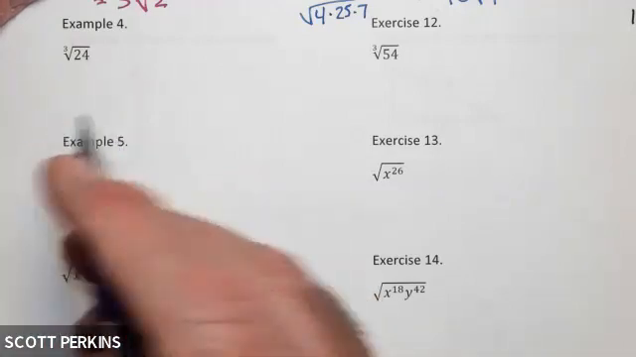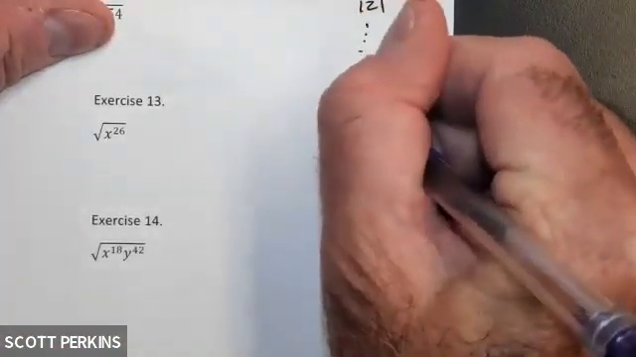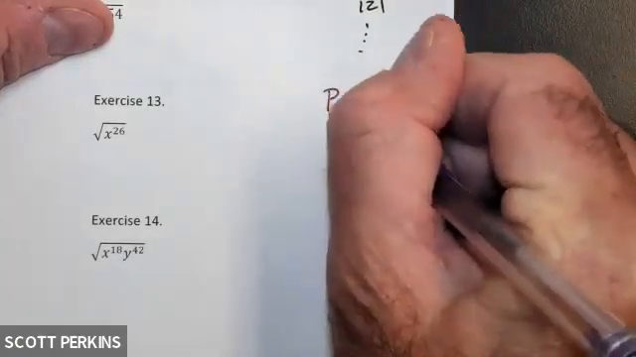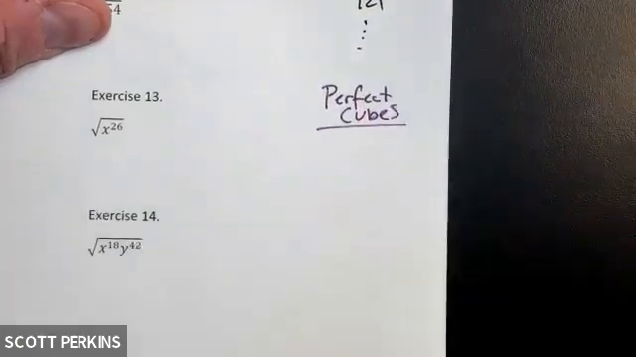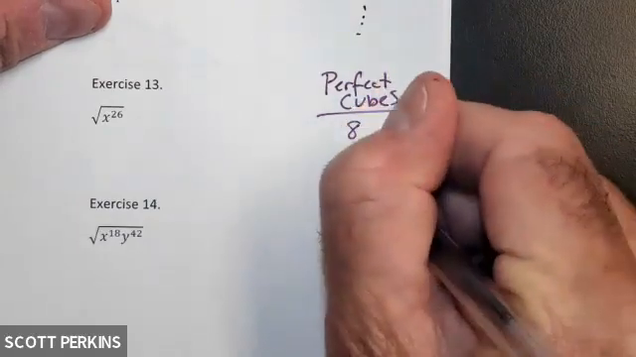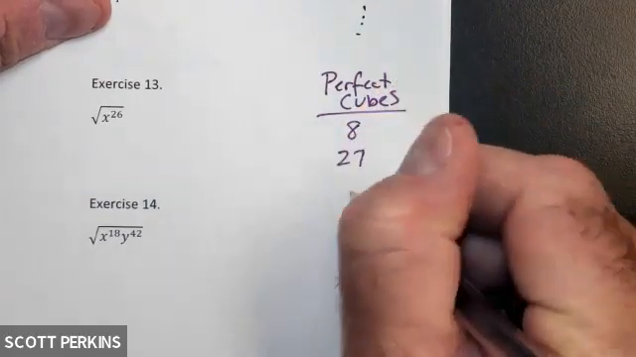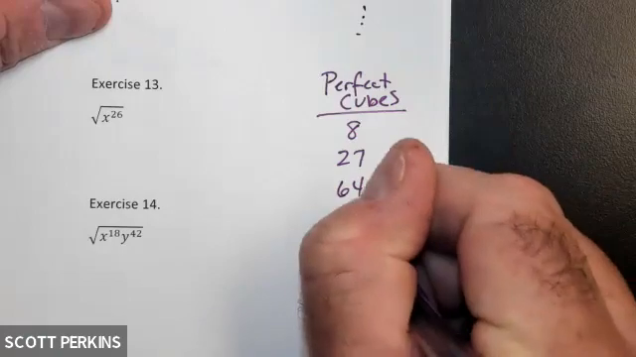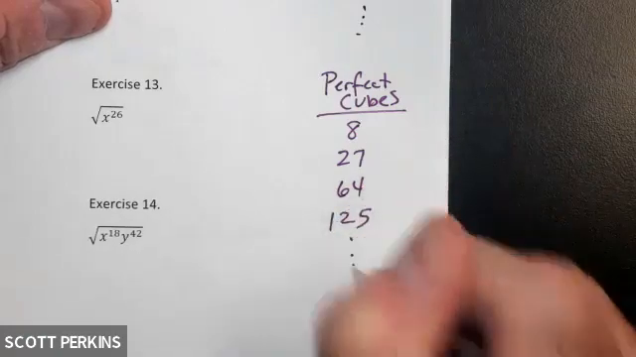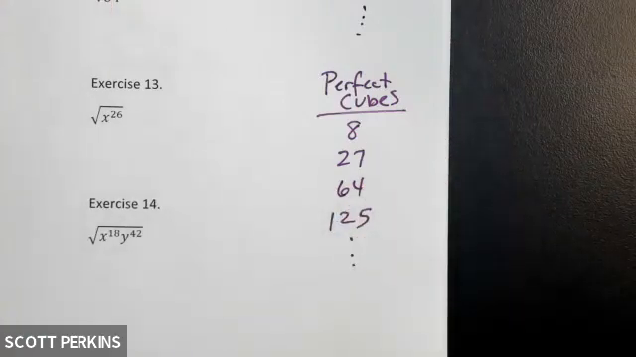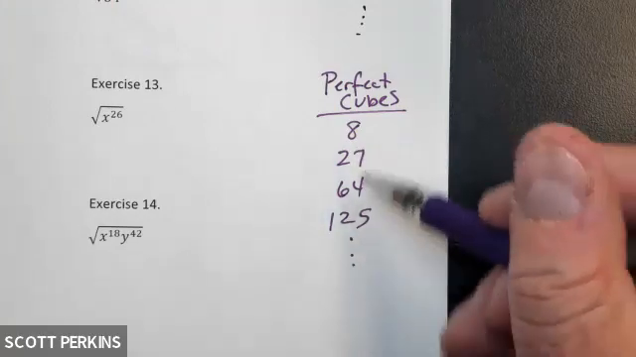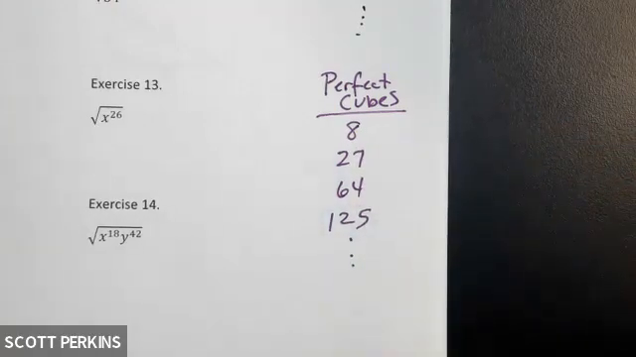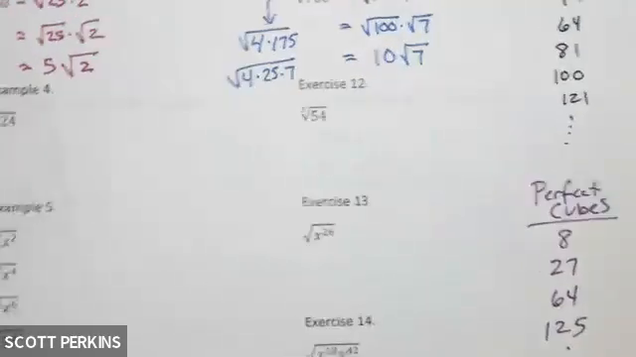And if you don't know what the perfect cubes are, feel free to make a little list. You can do it in like 2 seconds. So here's some perfect cubes. 2 times 2 times 2 is 8. 3 times 3 times 3 is 27. And 4 three times is 64. 5 is 125. You can see the cubes get big real fast. I'm going to stop there. Is one of these numbers on this list a factor of 24? Yeah, 8 is. So I'm going to use that.